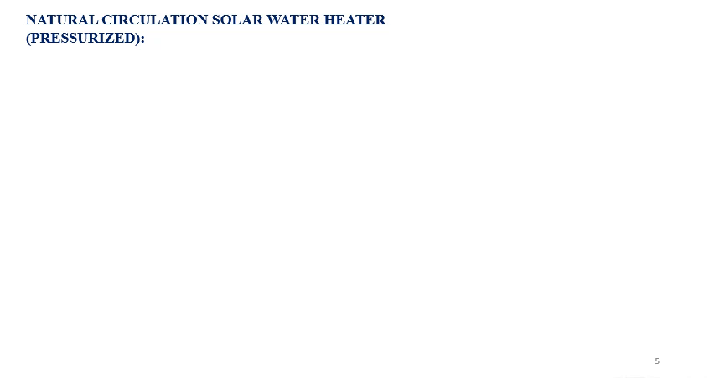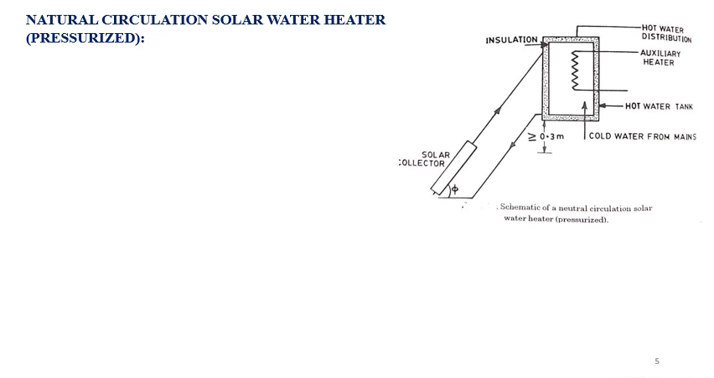Some typical and commercial designs of solar water heaters are: one is natural circulation solar water heater pressurized, second one is natural circulation solar water heater non-pressurized, and forced circulation solar water heater. Okay, so we will discuss natural circulation solar water heater first. So this diagram shows the natural circulation water heater.